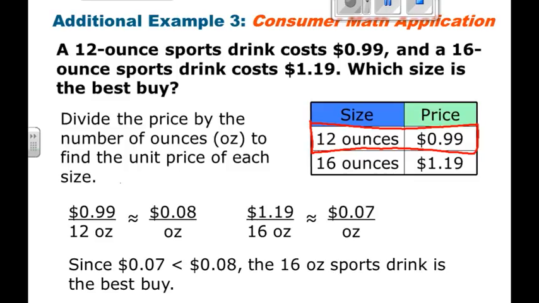Then we do the same thing for the 16-ounce one. We put $1.19 over 16 ounces. In order to get it per ounce, we divide both of them by 16, and we get approximately 7 cents per ounce. So since 7 cents is less than 8 cents, the 16-ounce sports drink is the better buy. It would be cheaper than the 12-ounce one.